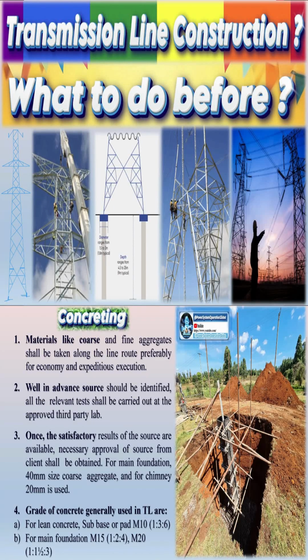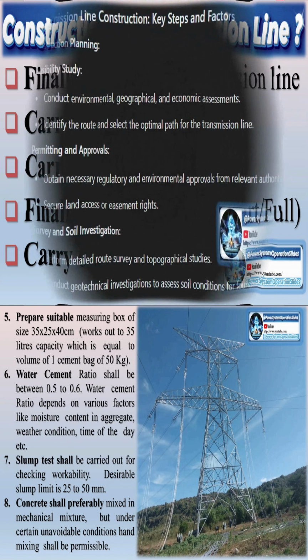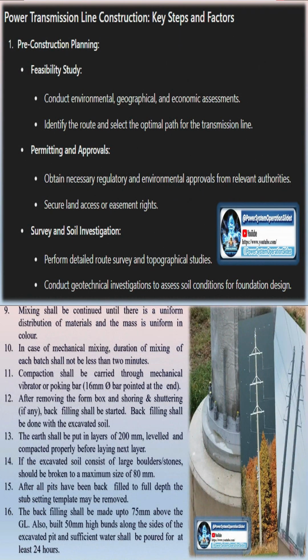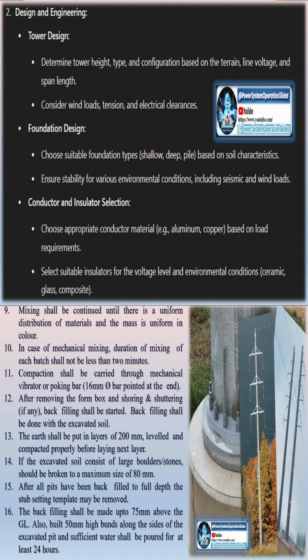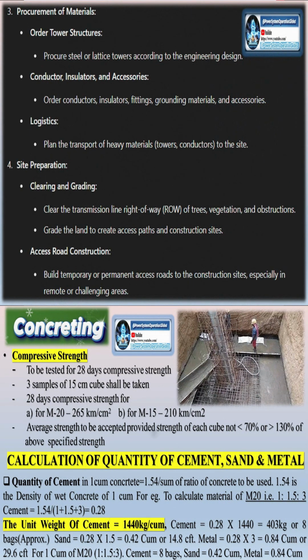The process of finalizing the route for a power transmission line is a complex and multi-step procedure that requires careful planning, analysis, and decision-making. Before reaching the stage where the route is finalized, several critical preparatory activities must be undertaken to ensure that the chosen route is the most efficient, cost-effective, and minimally disruptive.